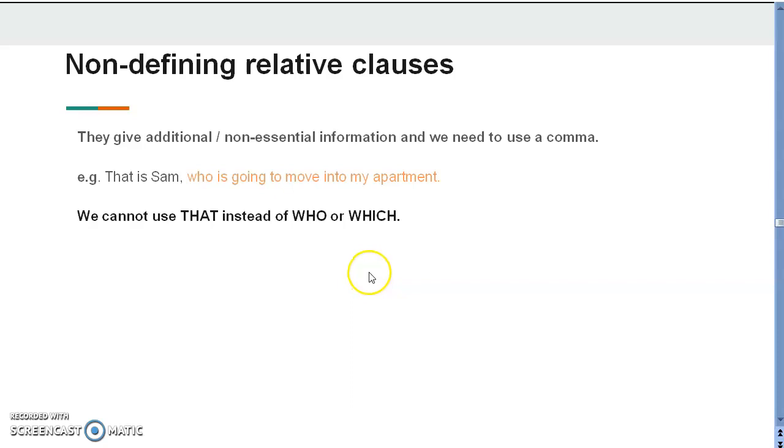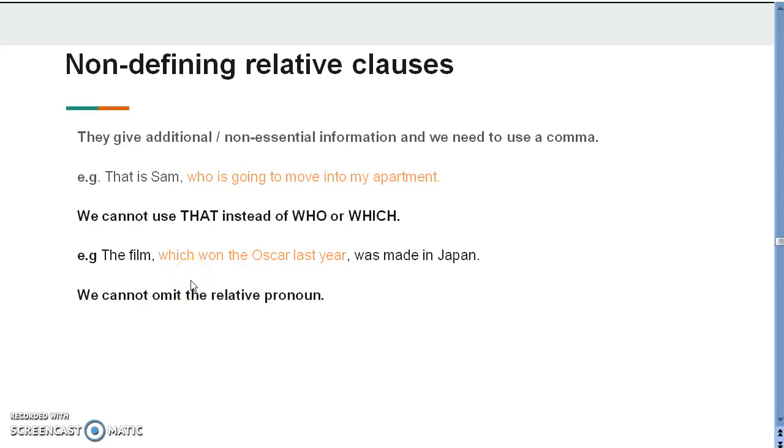There are some rules about non-defining relative clauses. Here we cannot use that instead of who or which. I told you in defining clauses we can do it, but if you use commas, we can't do that. So here we have to use which or who, but not that. Another rule is we cannot omit the relative pronoun. Here you see Sam, who I'm going to see later, is my boyfriend. Again, because of the commas, you have to use who. You can't take it off.